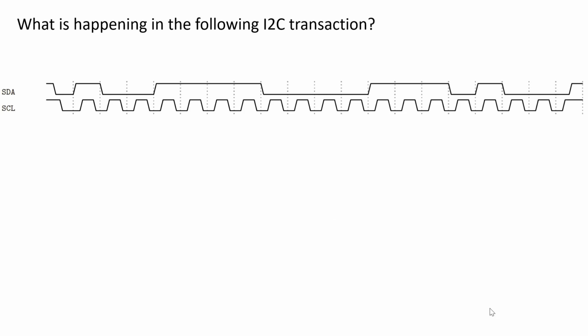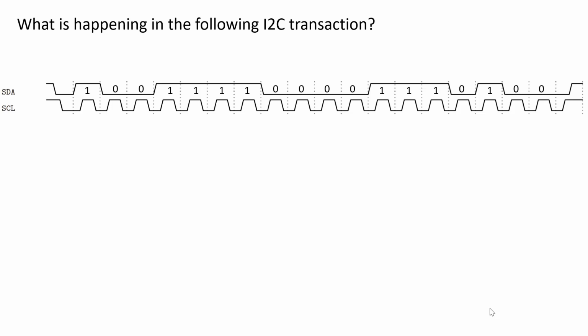Okay, what's happening during the following I2C transaction? These ones are a little bit easier to read, I think, because all you have to do is look for when the clock is high and write down the corresponding value on SDA. Well, that'll at least give you the bits, right? You don't really know what's going on, but at least you have the bits.